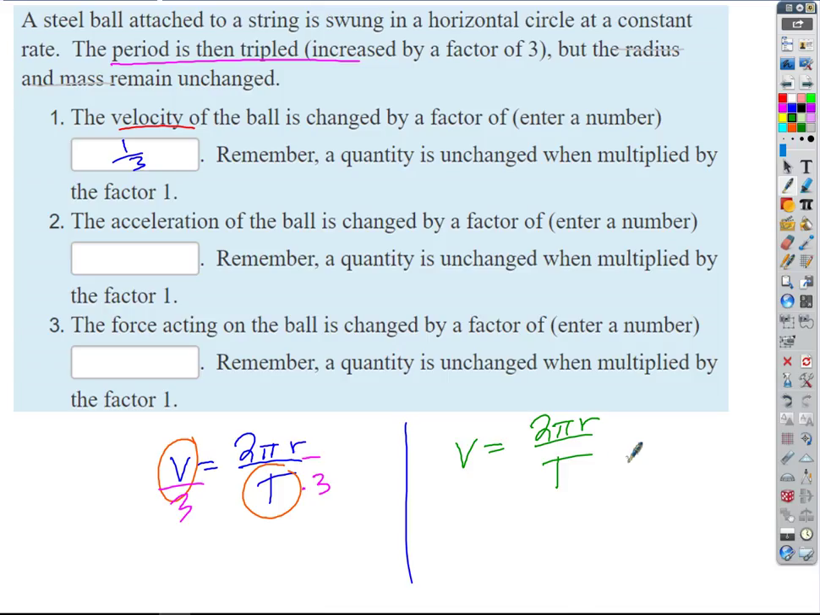Oops, hang on. We want acceleration, sorry. Wrong one. What am I doing? So we're going to use A equals V squared over R, how about, right?